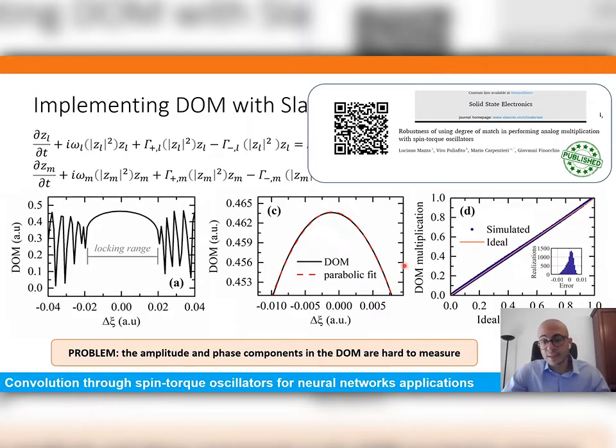And since it has a parabolic trend, as we said a couple of slides ago, we can use that to implement the multiplication. And here it is shown an example of 10,000 random multiplications represented by the blue dots that are compared with the ideal result represented by the orange line. But there is one main problem with this technique: to implement the DOM we need the amplitude and the phase components of the two oscillators, and those are very hard to measure on chip.